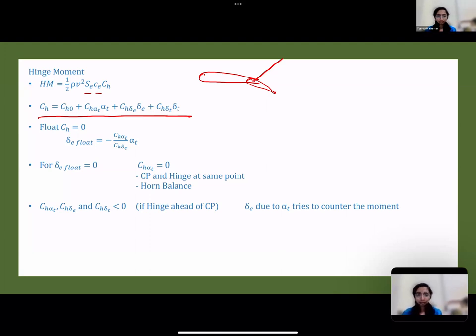What is delta T? I hope you've gone over the week 6 contents. Sir has discussed this extensively. What is delta T? Any guesses?